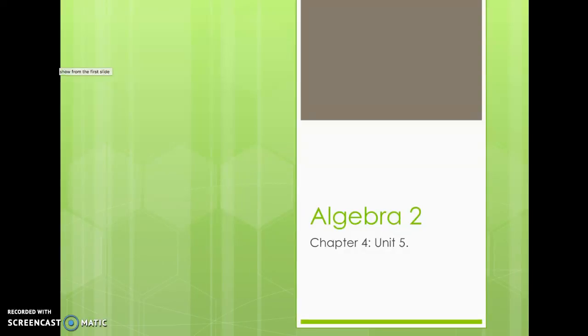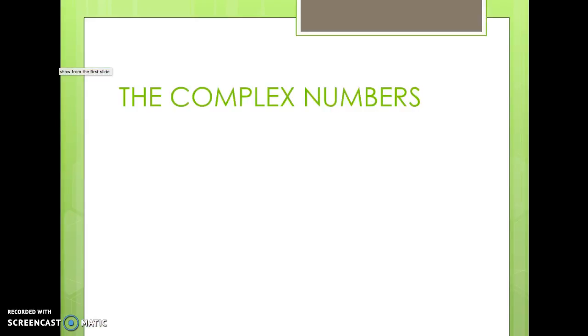This is Algebra 2, Chapter 4, Unit 5. Complex numbers. Complex numbers are usually denoted as C in parentheses. So let's consider the number 5 plus 2i. Remember that i stands for an imaginary unit. Usually i equates to the square root of -1.